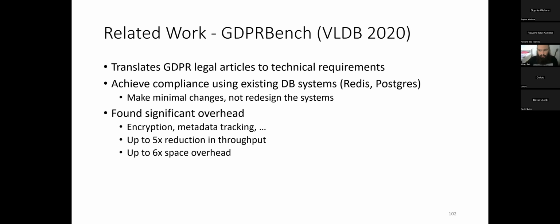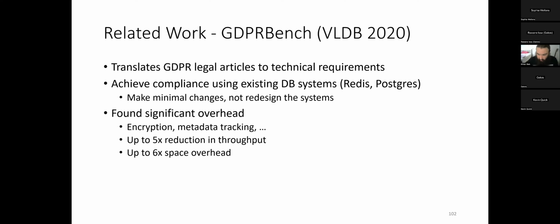Good. The second important related work is GDPR Bench. And this is interesting work. It actually translates and interprets some of the legal articles of the GDPR into technical requirements. And then it tries to comply with these requirements, their interpretations of them, using existing databases, especially Redis and Postgres. And the philosophy in this work is a bit different. They wanted to make minimal and intuitive changes to these systems, not to redesign them as a whole or change them significantly. That was their guiding principle.